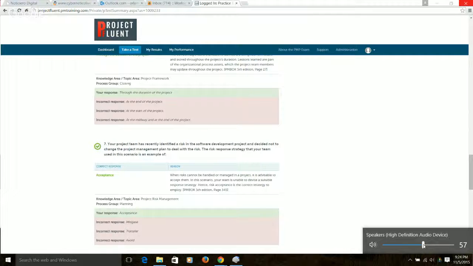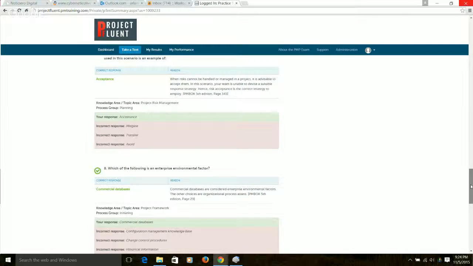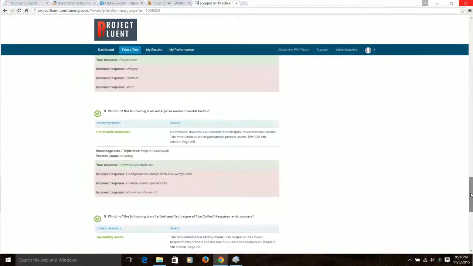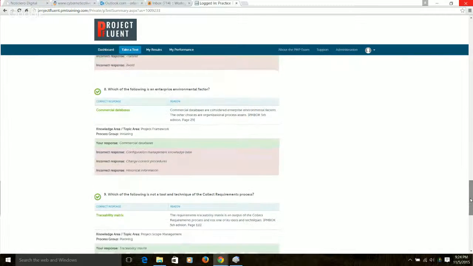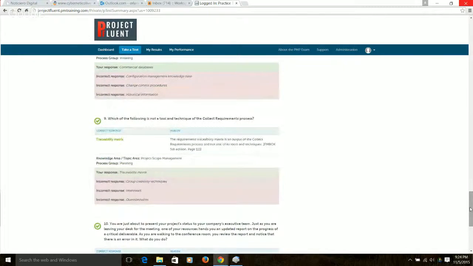So then identify the risk. Then we accepted the risk. So that's acceptance. We didn't do anything. That's accepting. Which of the following is an enterprise environmental factor? Remember the external factors. Enterprise environmental is external. So commercial databases was right. Which of the following is not a tool and technique of collect requirements? The traceability matrix. Yeah, it's not one of the tools and techniques for collect requirements.